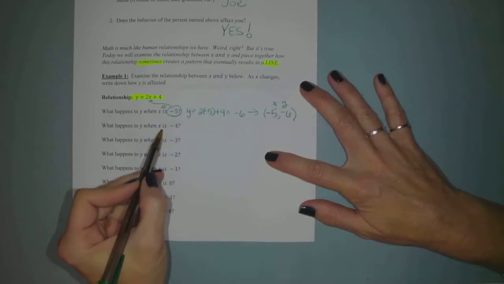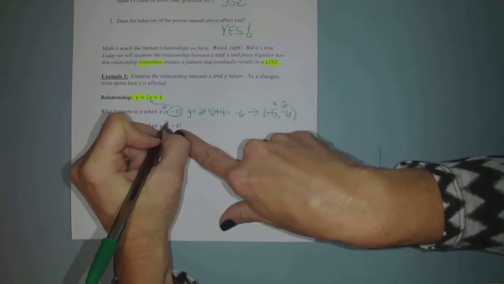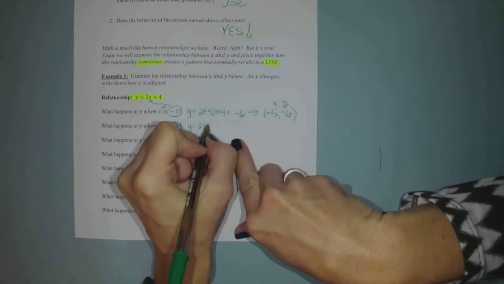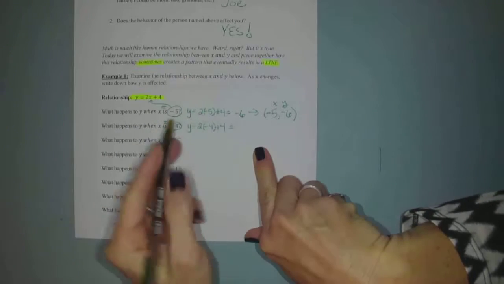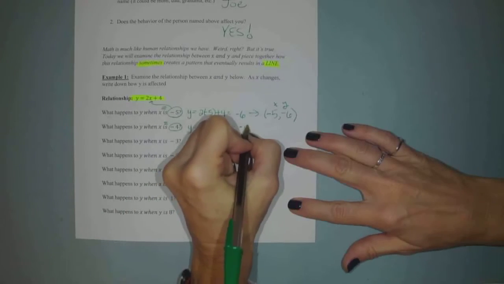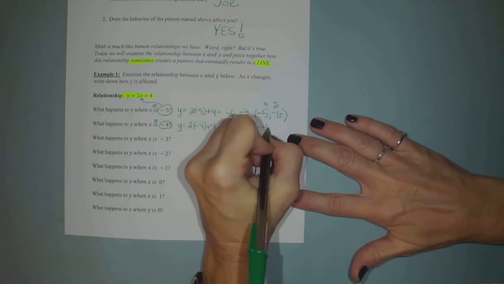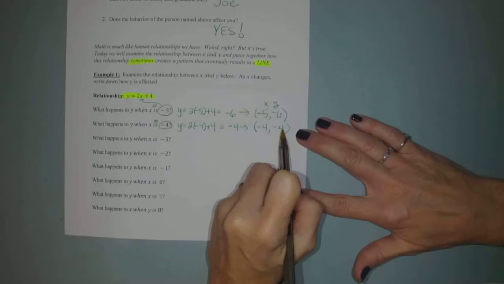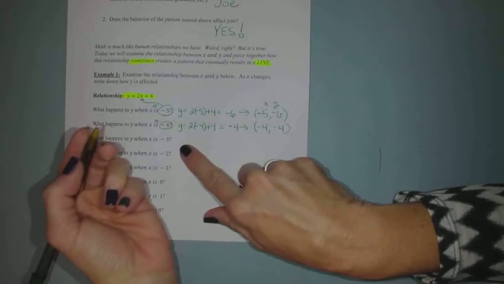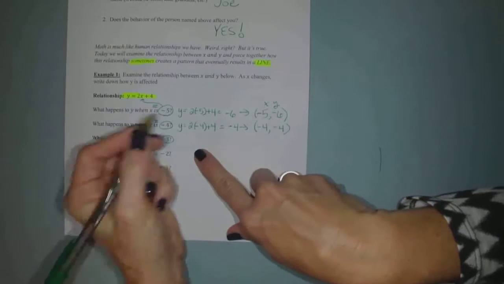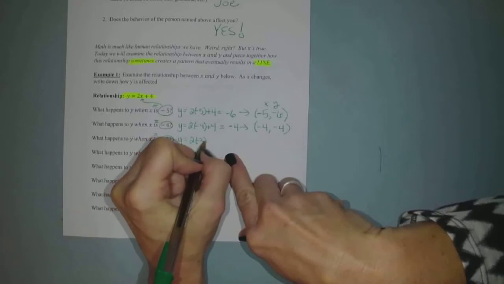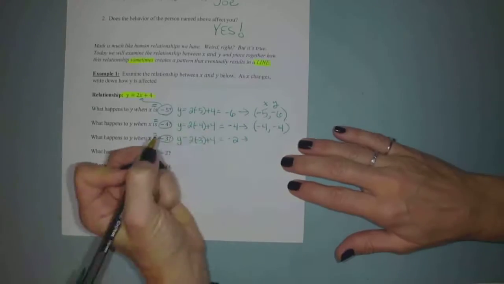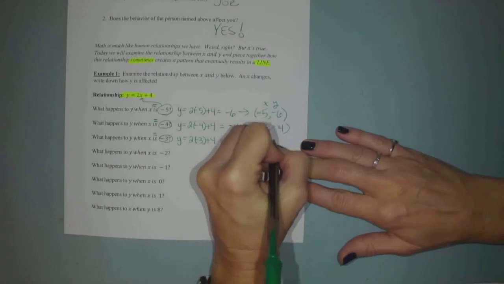Okay, what happens to Y when X is -4? So X equals -4. Then Y would equal twice -4 plus the constant 4. Here we have -8 plus 4 is -4. So when X is -4, it affects Y because Y changes to -4. Do you see? The effect on changing X affects Y. Okay, what happens to Y when X is -3? X equals -3. So Y will be equal to 2 times -3 plus 4. That's going to be -6 plus 4, which is -2. So we've got -3, -2.